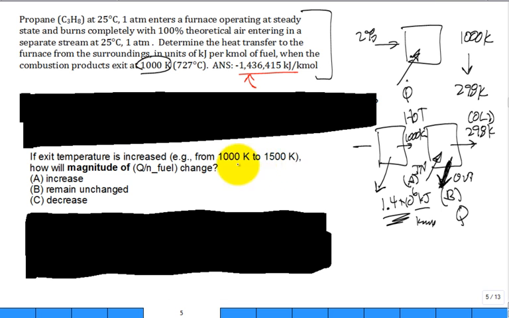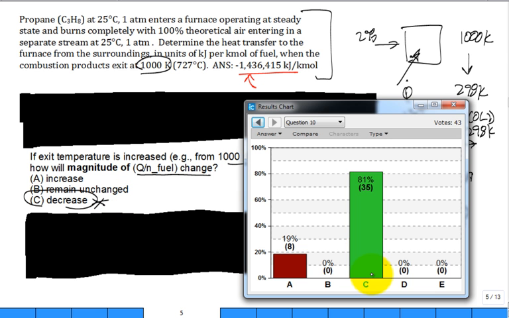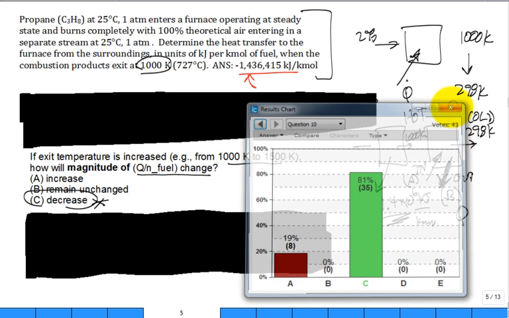If the temperature goes up, then there's less transfer of heat out. So the magnitude of this will, true or false? Congratulations, 81%. Okay, you ready for another one?